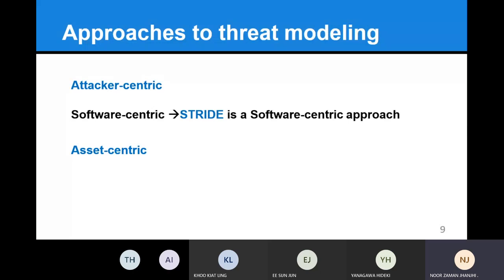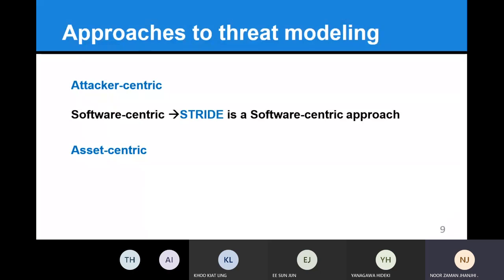The second approach is software-centric, which is STRIDE. STRIDE is a software-centric approach. When we say software-centric, it means we are considering more than one point. In STRIDE we are considering spoofing, tampering, information disclosure, denial of service, elevation of privilege, and repudiation, and they all sit at different stages and levels of the software. So this is another approach for threat modeling.